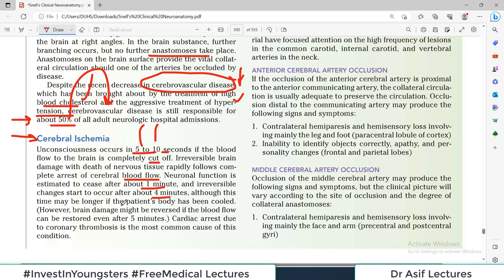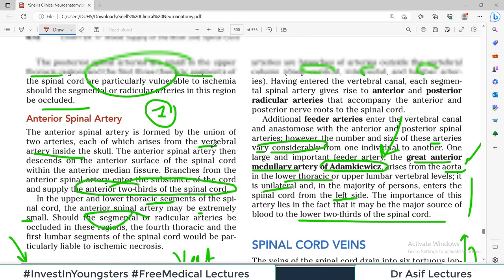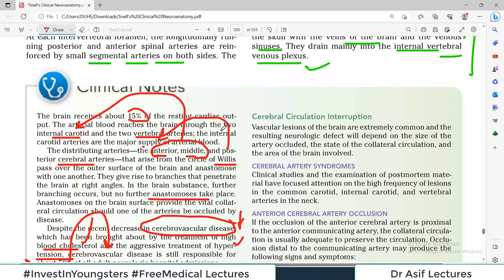Although this time may be longer if the patient's body has been cooled, okay, slightly longer, but these are the numbers. However, brain damage might be reversed if the blood flow can be restored after even 5 minutes. Cardiac arrest due to coronary thrombosis is the most common cause of this condition. So coronary thrombosis hui, cardiac arrest hua, heart kaam nahi kar raha, blood nahi nikal raha, brain tak blood nahi pahunch raha. That is the most common cause of cerebral ischemia.